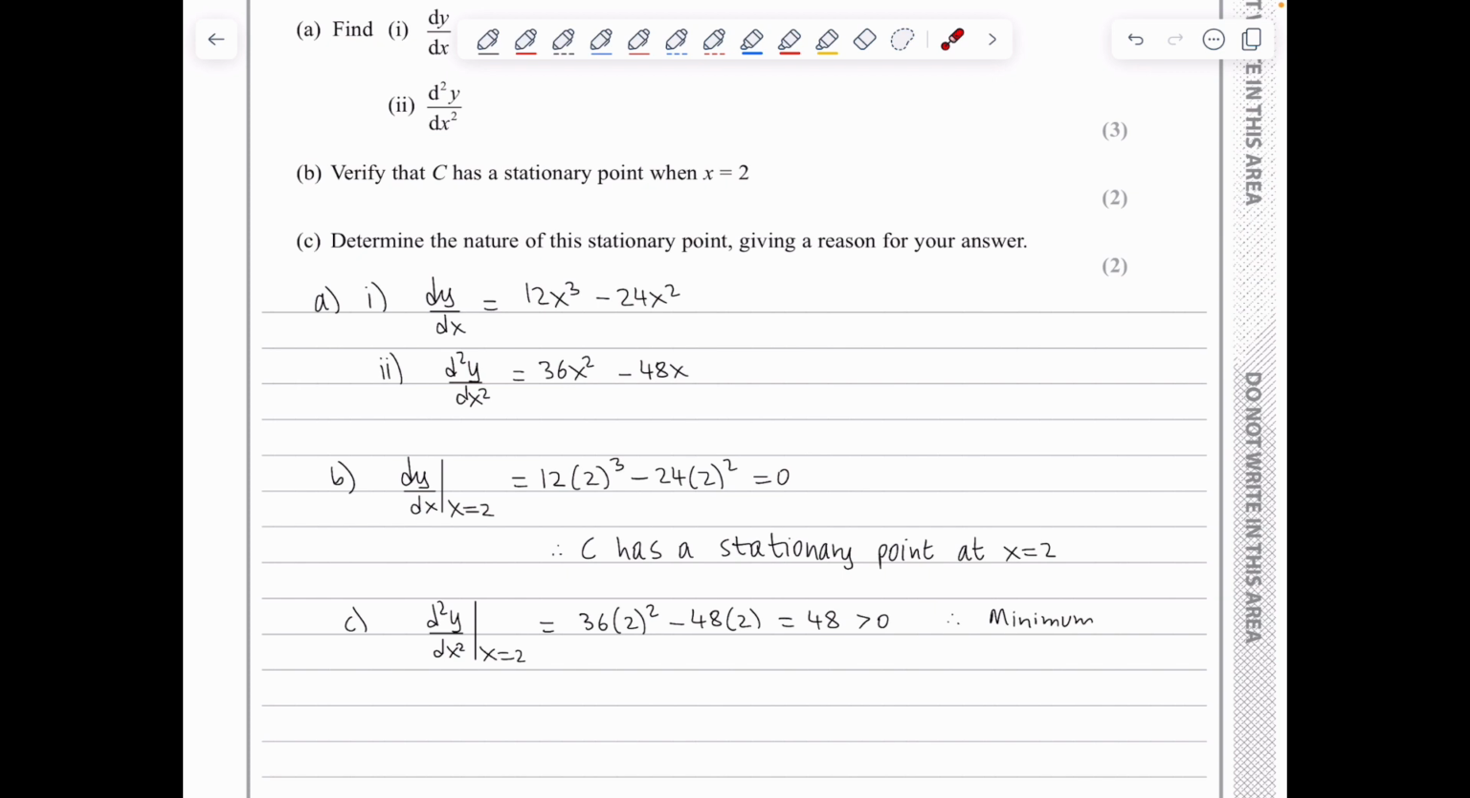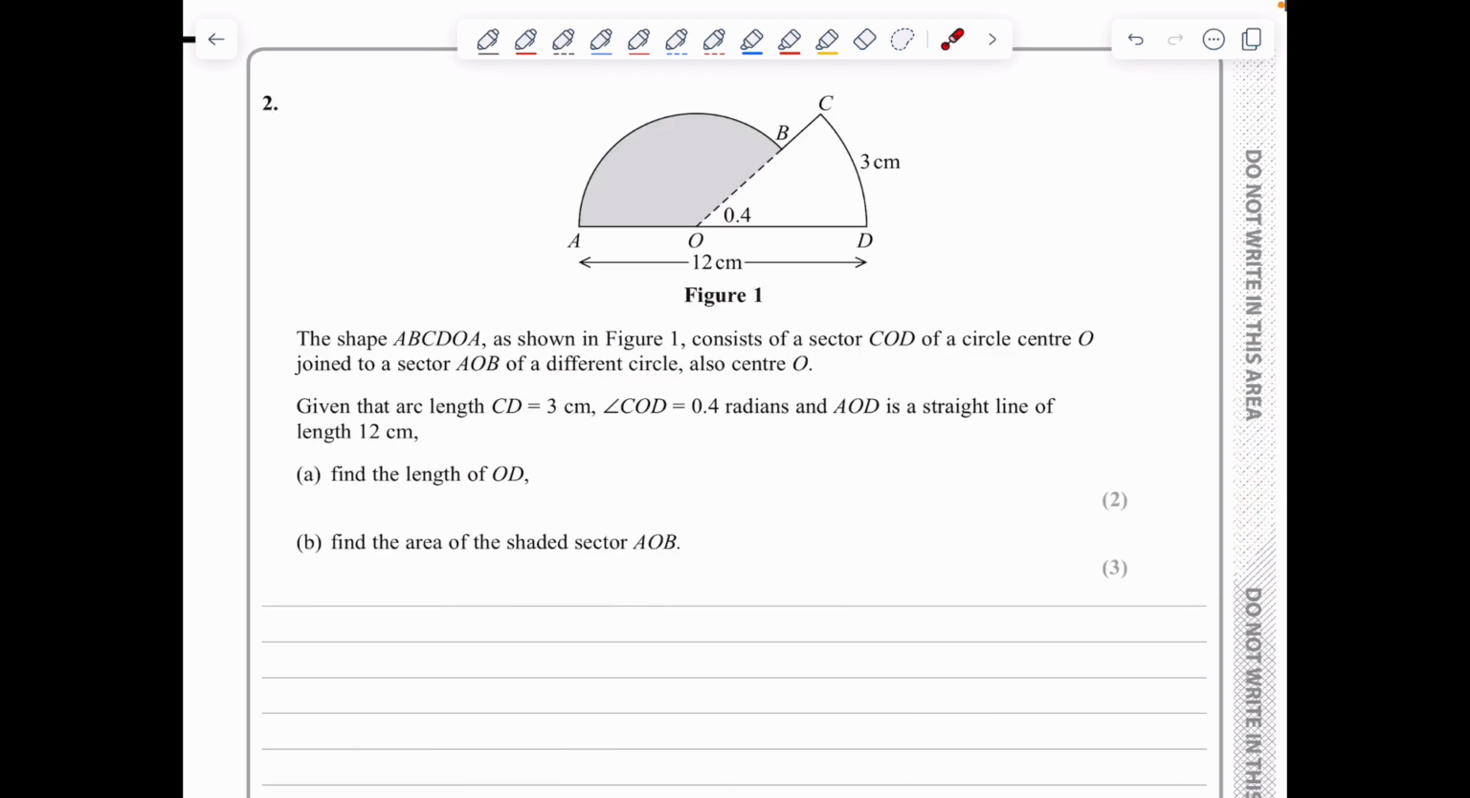In question 2, we've got the shape ABCDOA, and it's a sector COD, this part here, and a circle centered at O with the sector AOB shaded here. We have that the arc length CD is 3 centimeters as shown on the figure. Angle COD is 0.4 radians and AOD is a straight line of length 12 centimeters. And we need to find the length of OD. OD is the distance here.